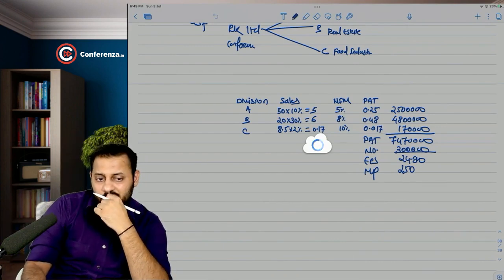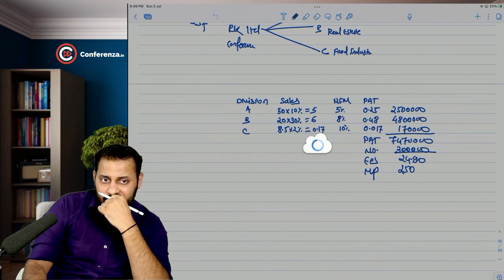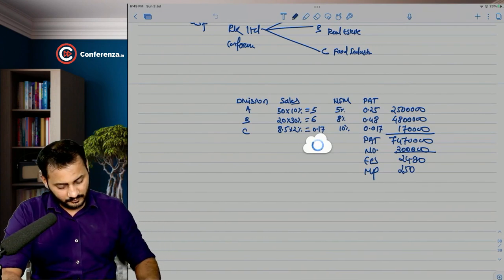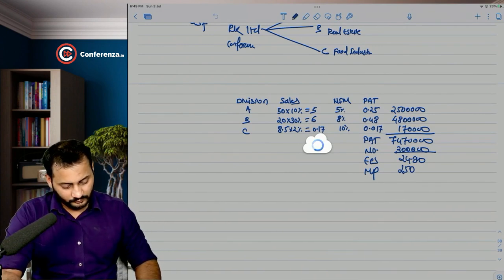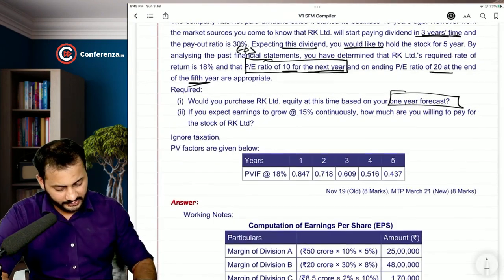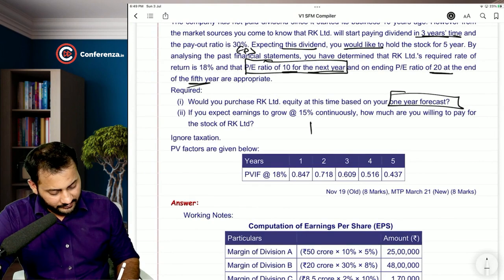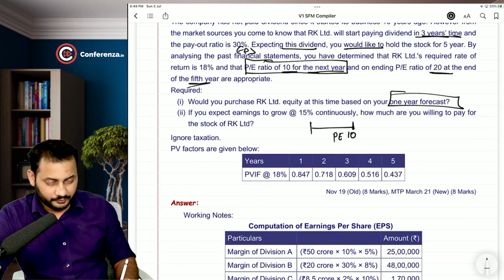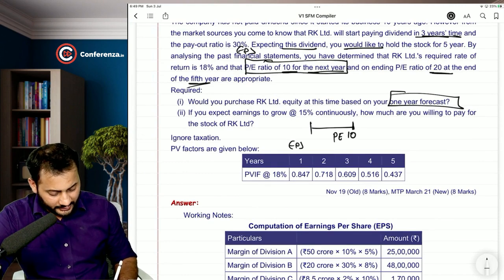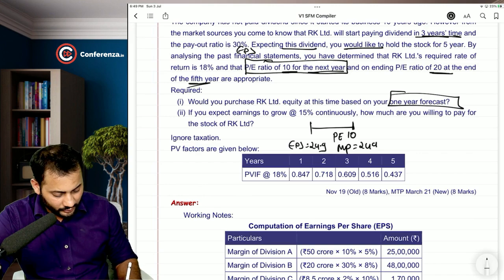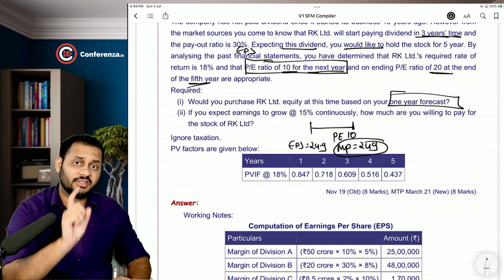Let me solve it here itself. So considering that fact, at the end of the 1 year, your PE ratio will be 10. EPS you have already calculated as 24.9. So you can clearly say that the market price will be 249 at the end of the first year.